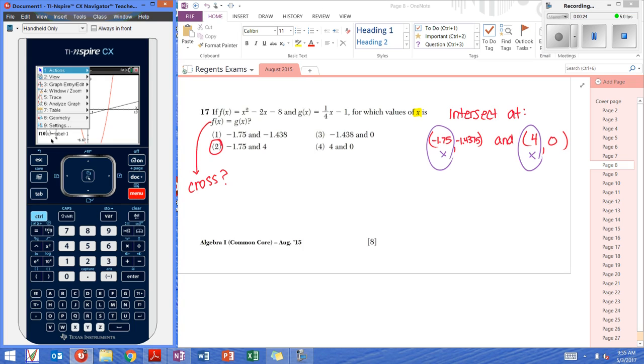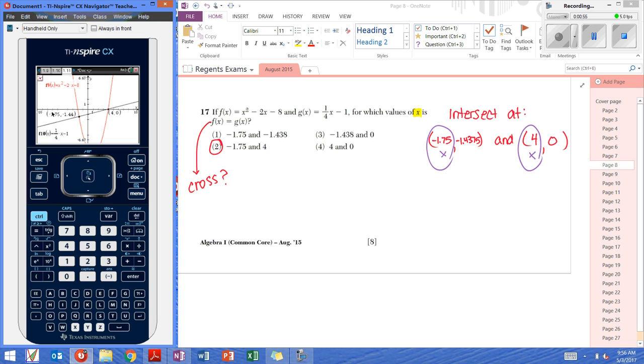So we want to find their intersection points, and I think the faster way to do this, since there's two of them, is look at geometry, go into the geometry option instead of the analyze graph, which you could also do in that same menu, points and lines, and then intersection points. Then you just have to click on the two functions, and it shows the two intersection points. It looks like my calculator is rounding, but the actual intersection points are as follows.